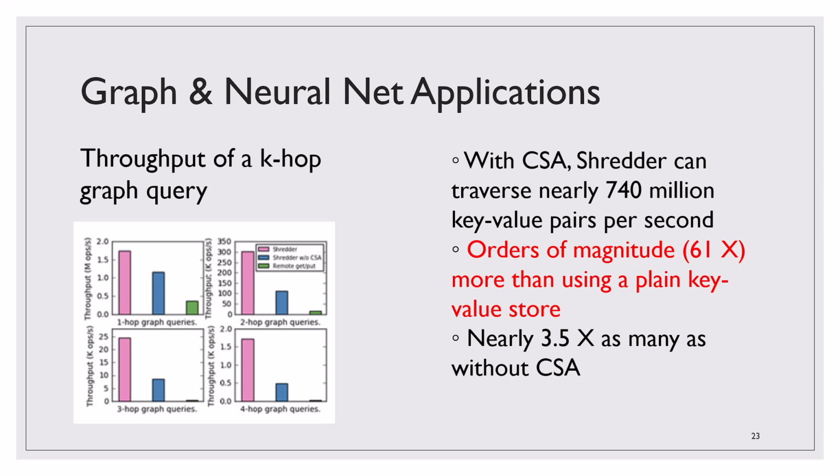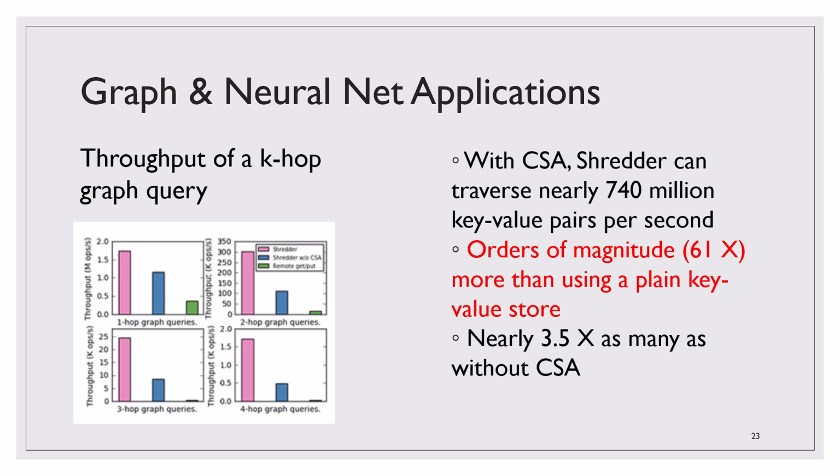The paper also examined particular applications of Shredder. One application was graph algorithms, and one graph algorithm was throughput of a k-hop graph query. A k-hop graph query is a query that, in terms of, say, a Facebook graph, would extend to a social distance of k plus 1, meaning that a one-hop graph query extends to your friends of friends. A two-hop graph query extends to your friends of friends of friends. That's how it's defined.